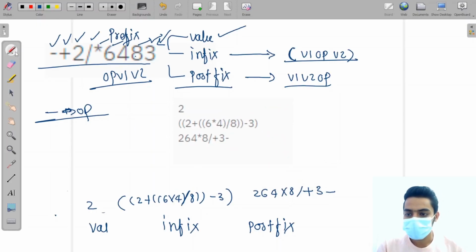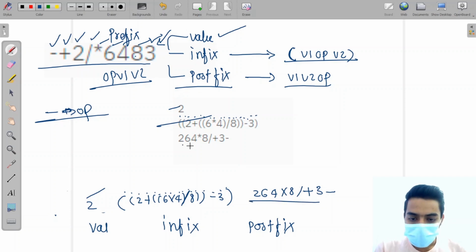The value stack will give us: opening bracket, double opening bracket, 2 plus double opening bracket, 6 into 4, closing bracket, divided by 8, double closing bracket, closing bracket, divided by 8. Okay, minus 3 closing bracket. Okay, this expression is also correct.